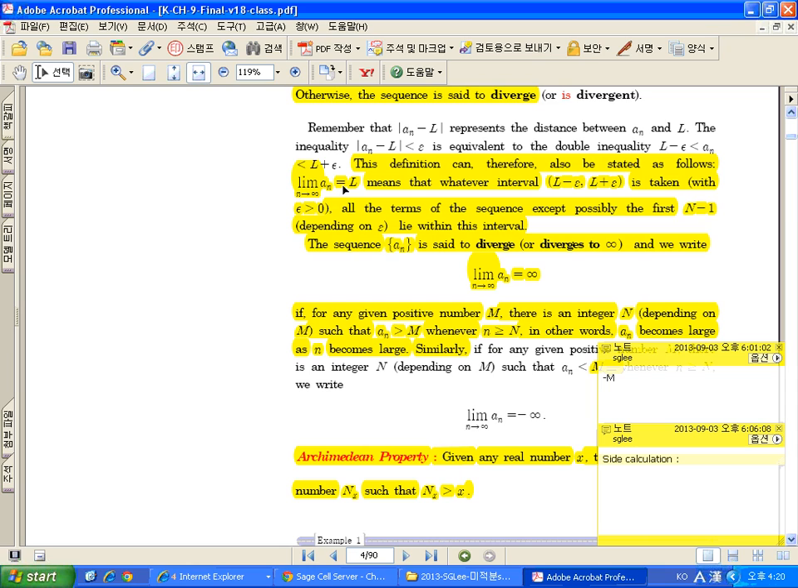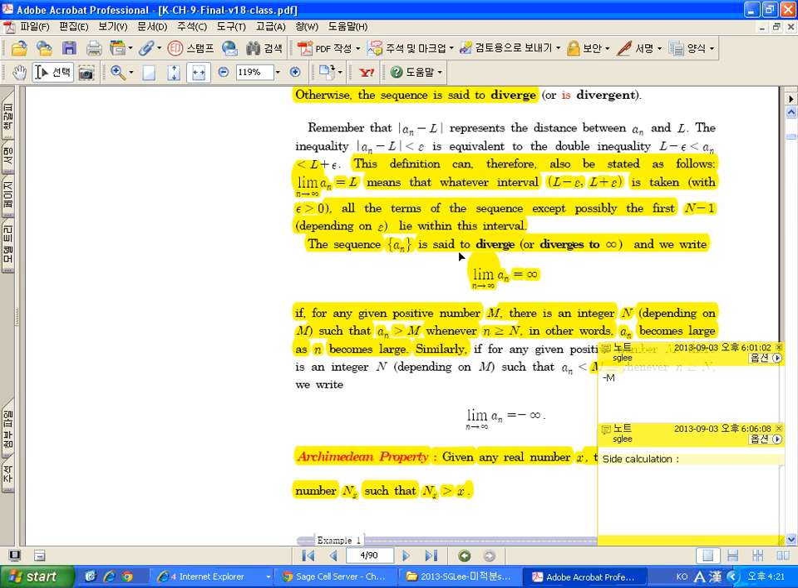The limit of a_n is equal to L means that whatever interval L minus epsilon to L plus epsilon is taken with a positive number epsilon, all the terms of the sequence except possibly the first N minus 1, depending on epsilon, lie within the interval.